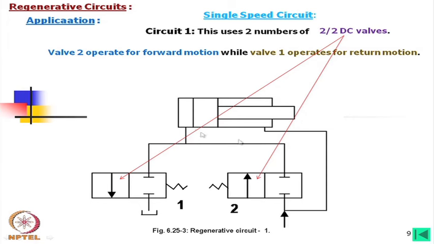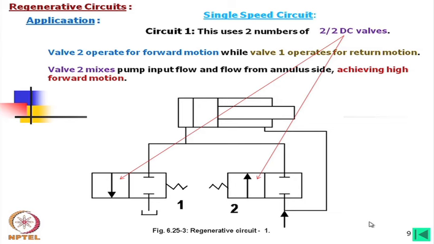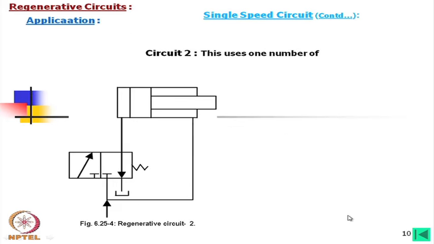So, this is not a hydraulic operation, this is a simple case of oil flowing. And in fact, that can be done, because if you do not want any operation here and the pump is still on, then oil will go back to the tank, not through this. So, that will act as an open circuit, open center valve. So, you can design the circuit in this way. Valve 2 mixes pump input flow and flow from the annulus side, achieving high forward motion.